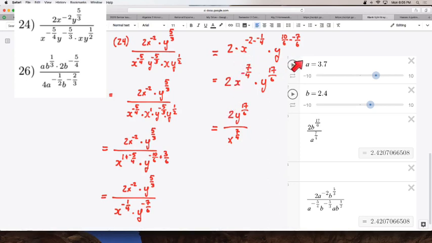But anyway, checking using Desmos, just remember that x and y is not an effective way. You want to use different letters, A and B I did here, to show that my answer here matches the given expression for all values of A and B. So I can change these sliders, and these two numbers will remain the same.